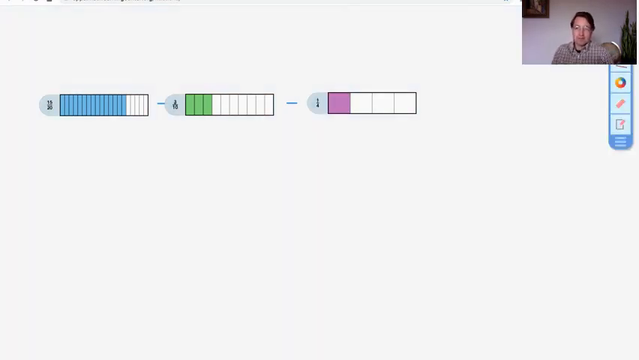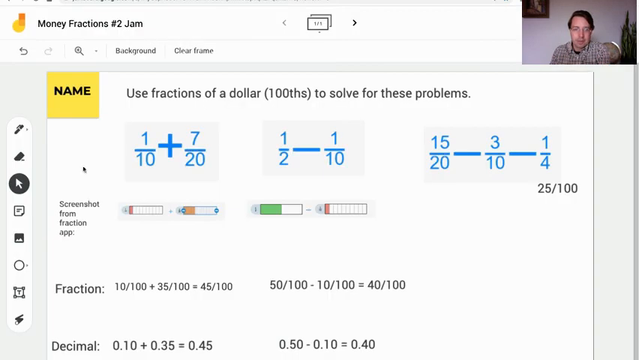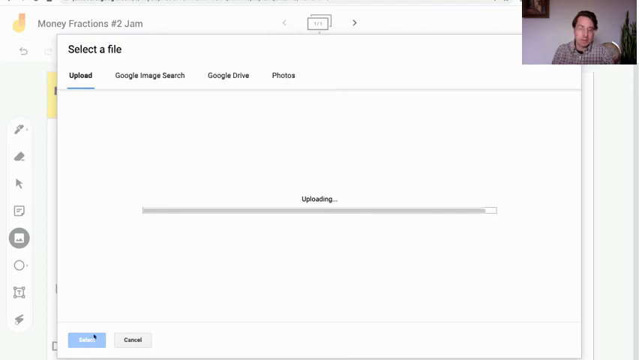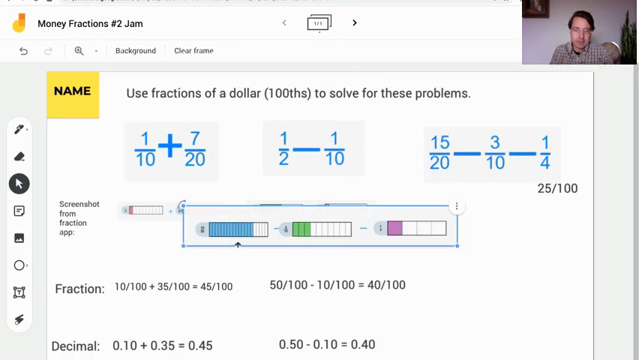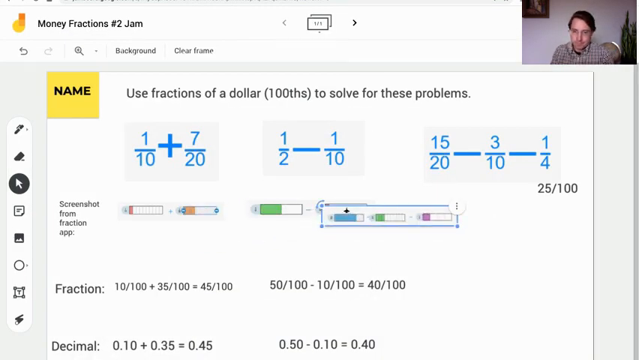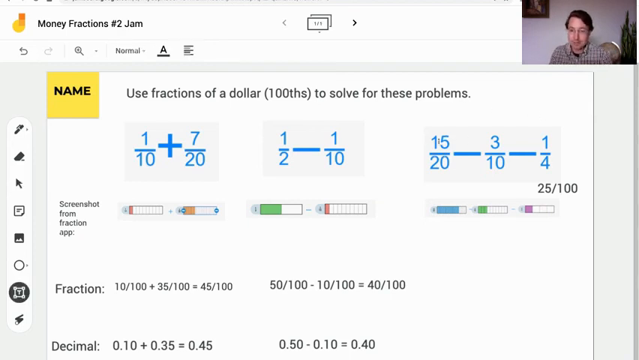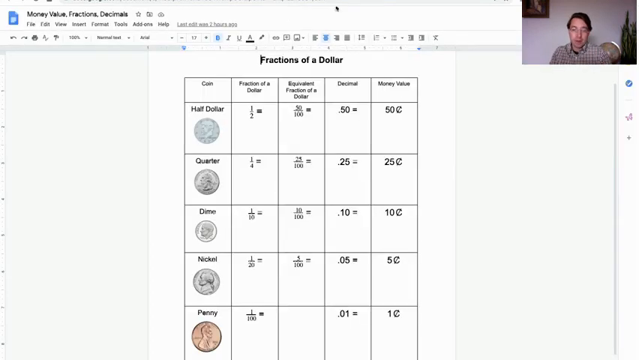Now we do our screenshot. Crosshairs, catch it all. Come back here, let's add it in. Resize it. Right there. Now we can remember that 25/100ths when we do our fraction down here. All right, so 15/20ths. When you look at this one, it might feel a little overwhelming. We know that our nickel is 1/20th.